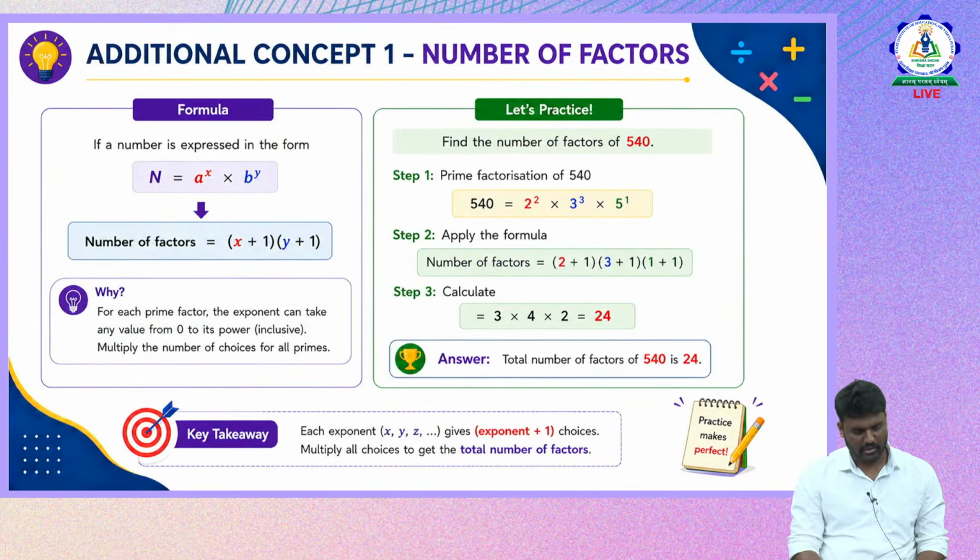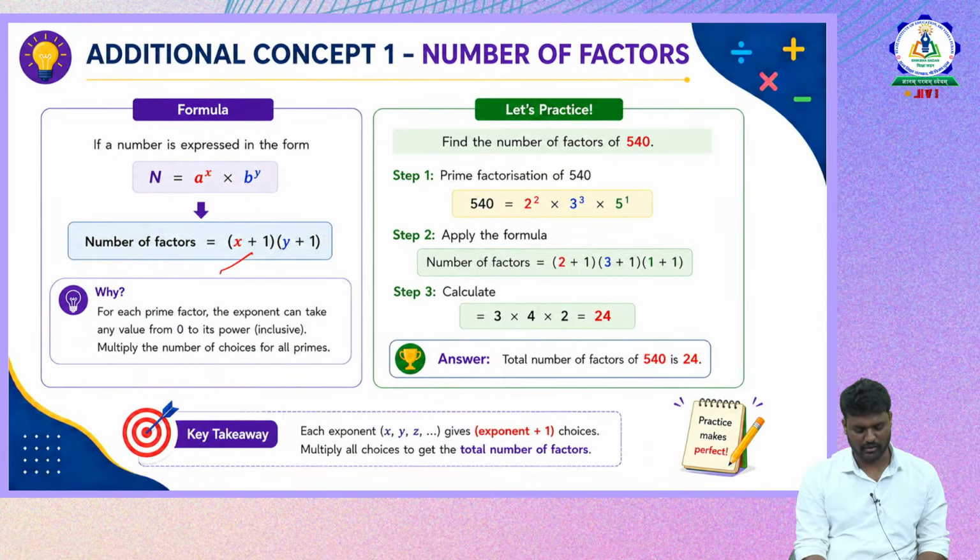Now there are some other concepts along with that. They'll give a question and we need to identify the number of factors. If a number is expressed in the form n equals a to the power of x into b to the power of y, we need to identify how many factors are there for that given number. For that we use the formula (x plus 1)(y plus 1). Similarly, if they give c to the power of z, that is z plus 1. This is the formula we can apply.